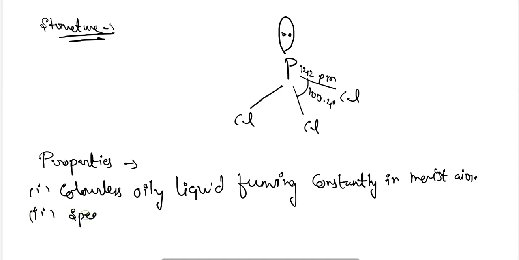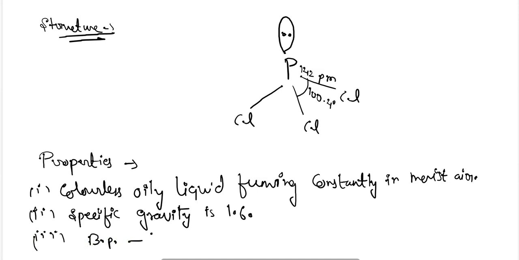The specific gravity for PCl3 is 1.6 and the boiling point is 347 Kelvin and the freezing point is 161 Kelvin. Okay, and it has a pungent smell. It will produce a pungent smell.